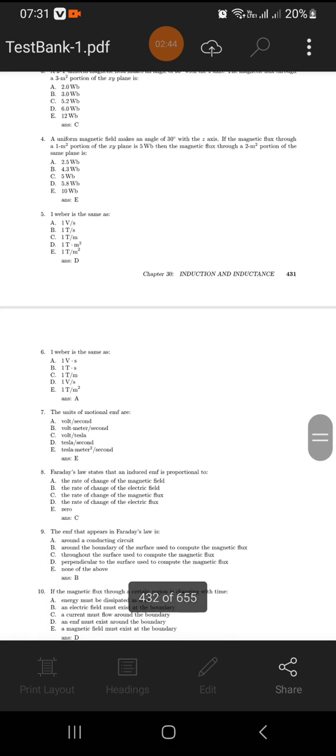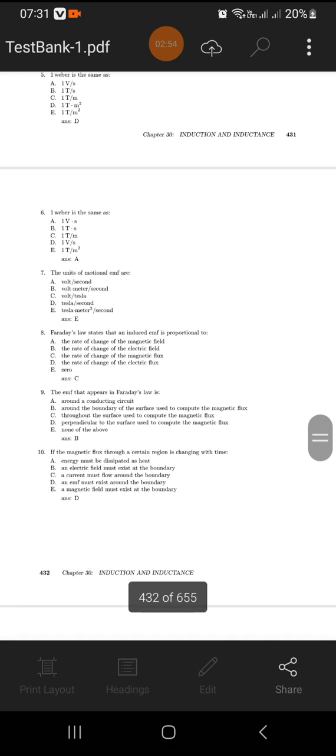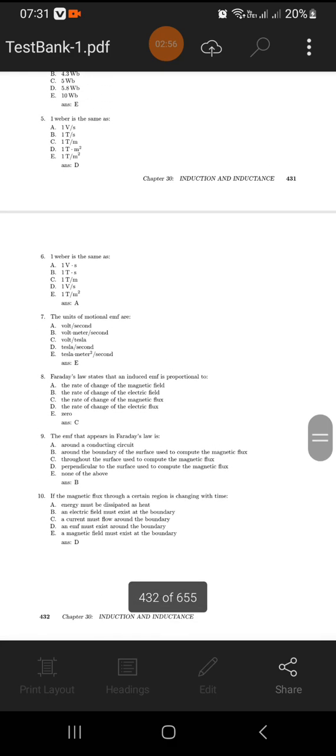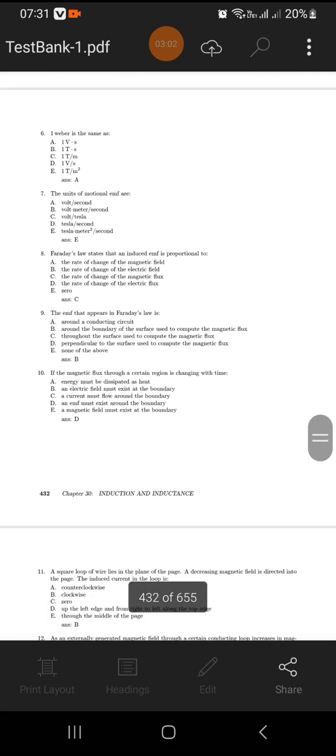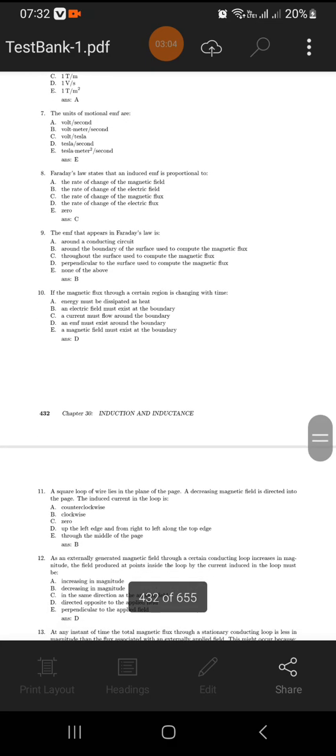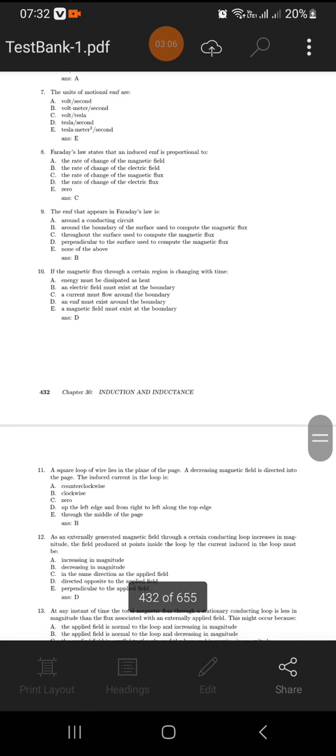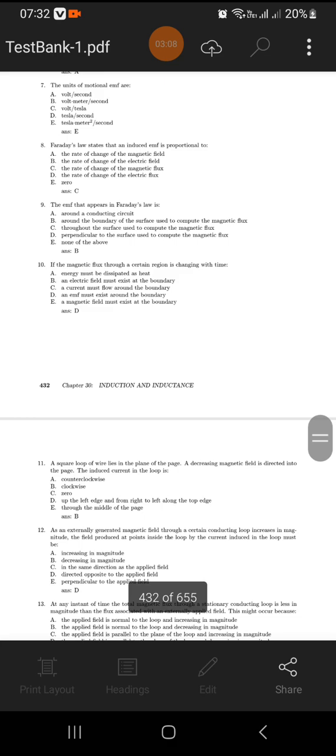1 Weber is equal to 1 Tesla times meter squared. Or you could say 1 volt times second. The units of motional EMF are Tesla meter squared divided by second.